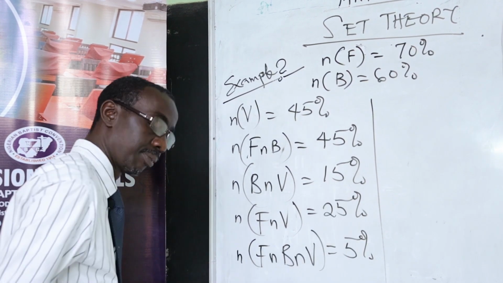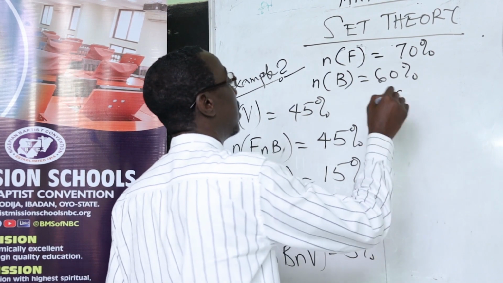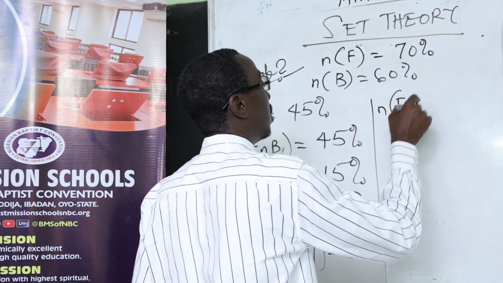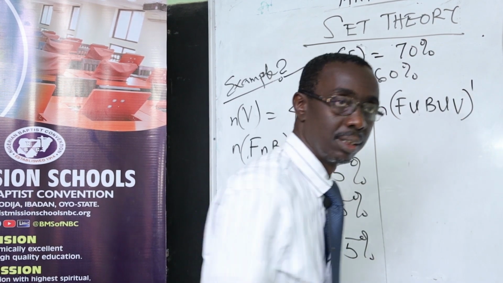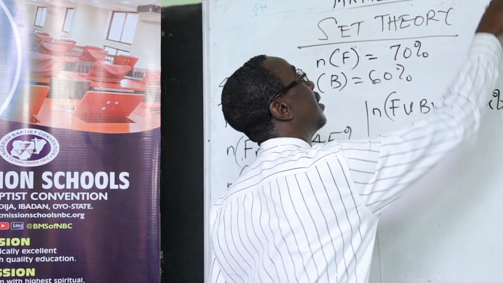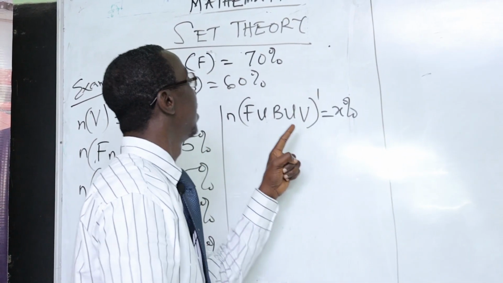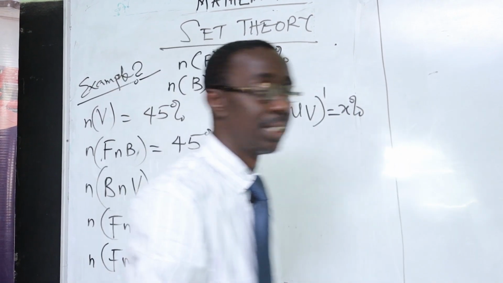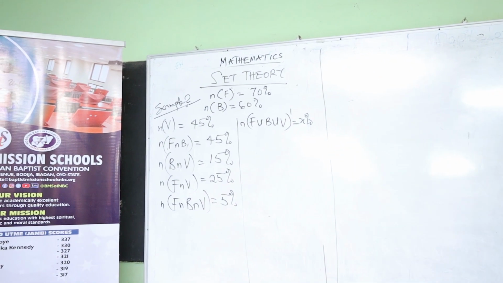X% did not like any of the sports. That is football union boxing union volleyball, complement, is equal to X%. You understand what I'm saying? We draw a Venn diagram to illustrate this, because there's something that is outside the combination of everything, that X is outside. So it must be football union boxing union volleyball, complement. The complement of a set.